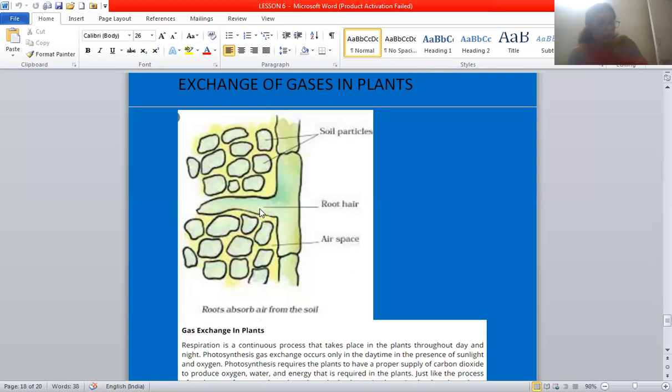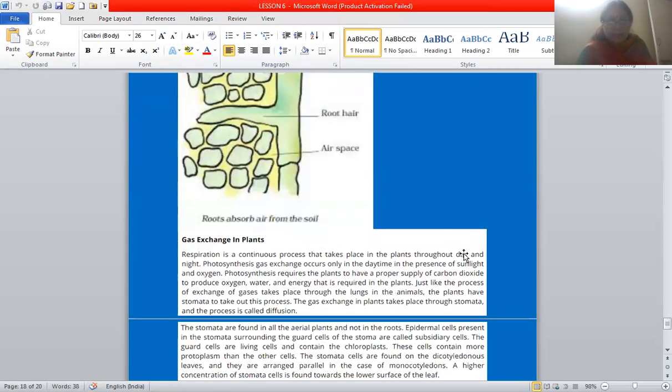Root hairs are not present in the mature regions of the root. They are present only in the delicate parts of the root. In the mature regions of the roots, instead, there is a protective layer of dead cells which contain tiny openings known as lenticels.